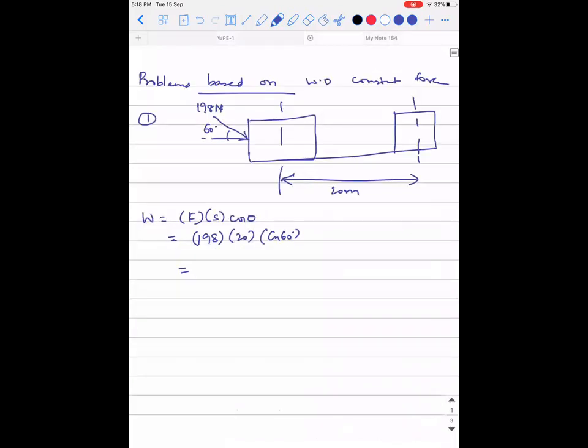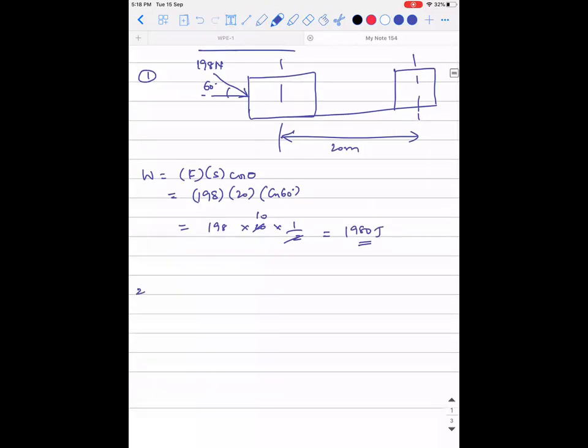Okay, 198 into 20 into cos 60. Cos 60 is half, so it will go 10 times. How much is the answer? 1980 joule. Okay, so this is the answer for the first question.